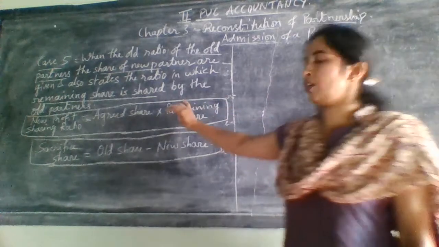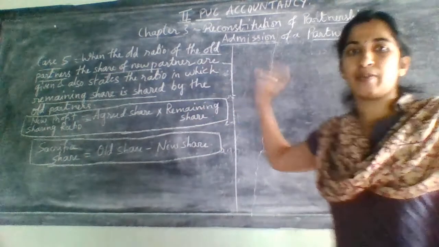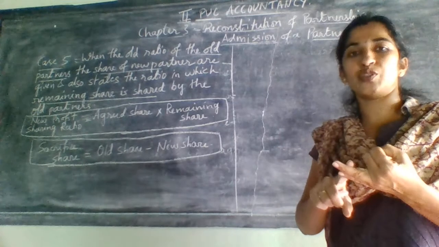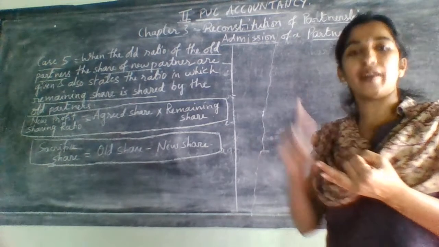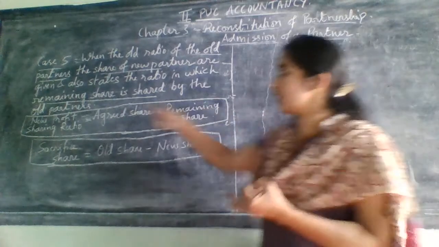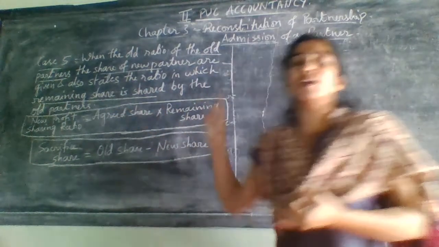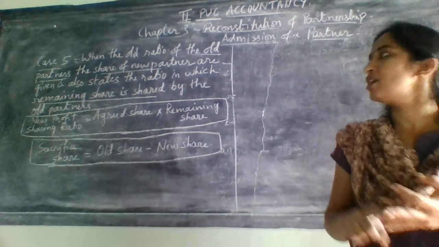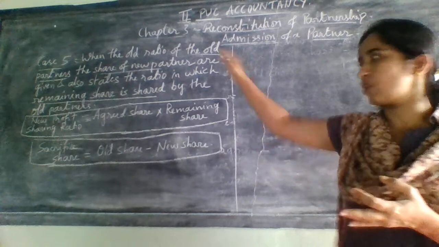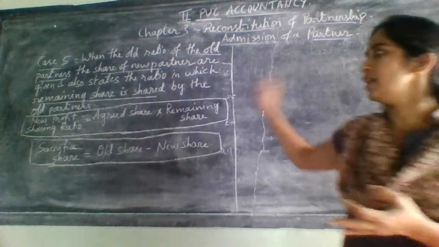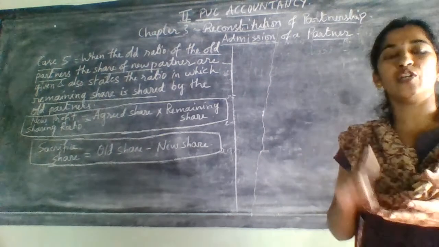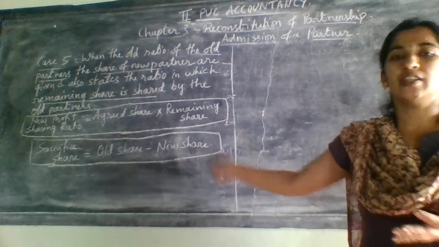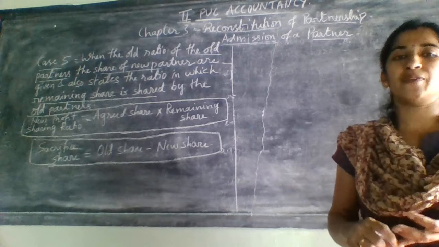So remember, here they will give 3 points: the old ratio, and instead of the new ratio they will give the new partner's share. Along with that they will say how the remaining share should be distributed among the old partners. Then you need to follow this method; this will come under case 5. First find the new profit sharing ratio, and after finding it, then calculate the sacrifice ratio.